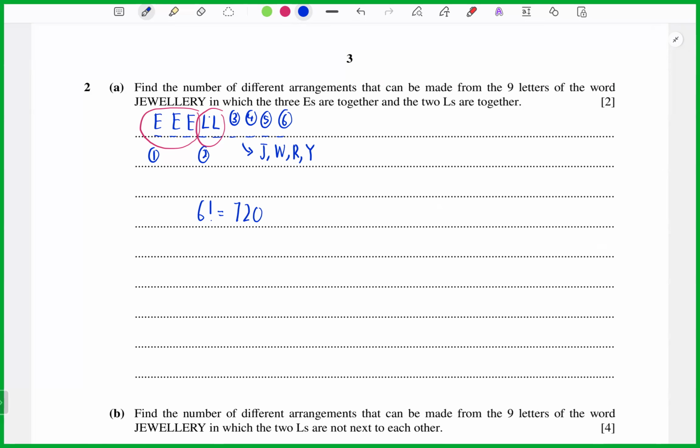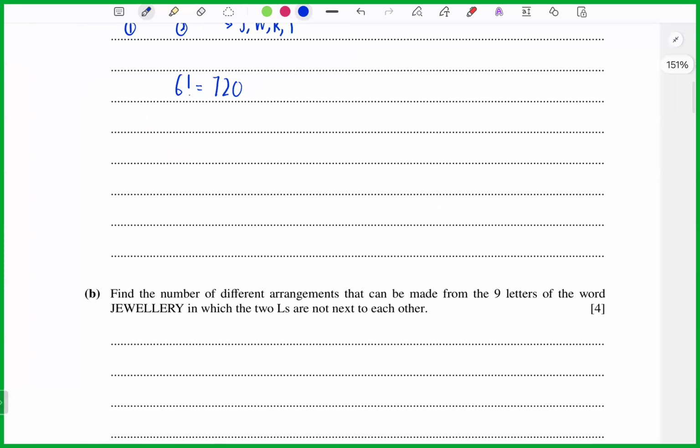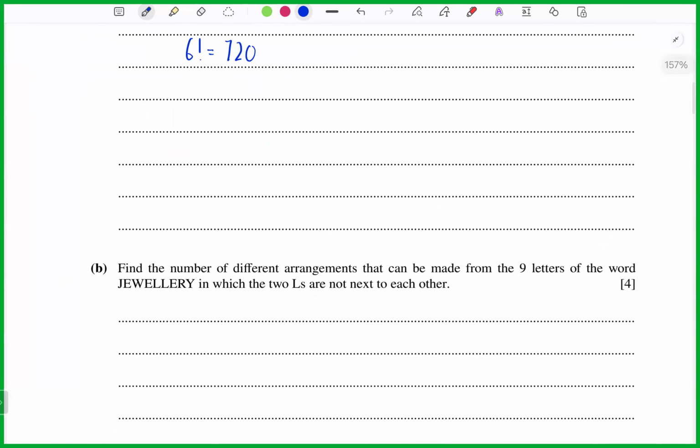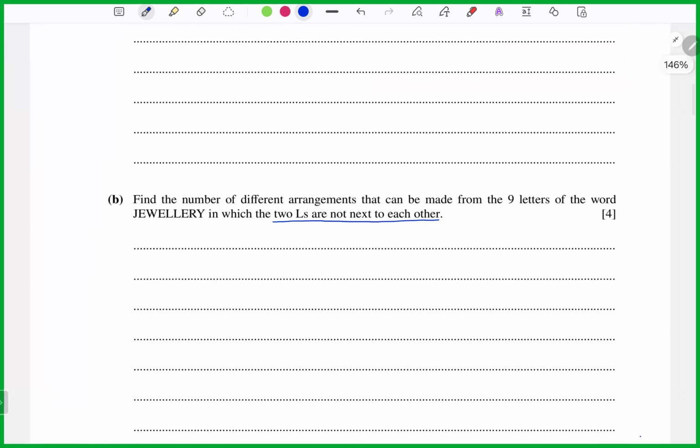All right, so now we go to the next question. Question B. Find the number of different arrangements that can be made from the 9 letters of the word in which the 2 L's are not next to each other. Okay, when you see this question, not next to each other, you can try this way: find the total arrangements minus the arrangements where the 2 L's are next to each other. I think if we calculate this way, it becomes easier.